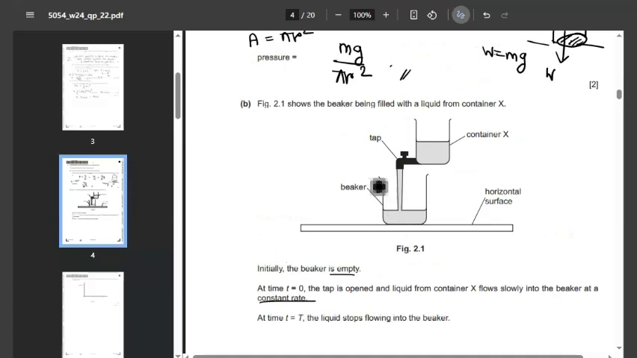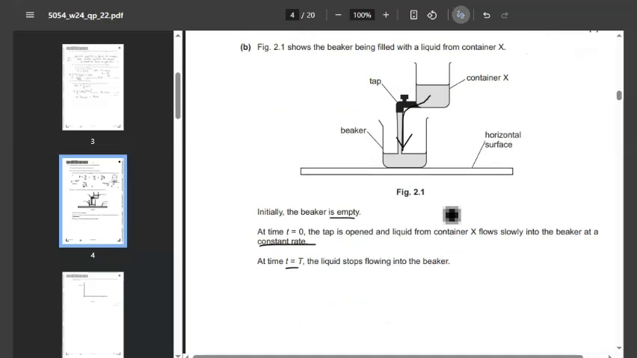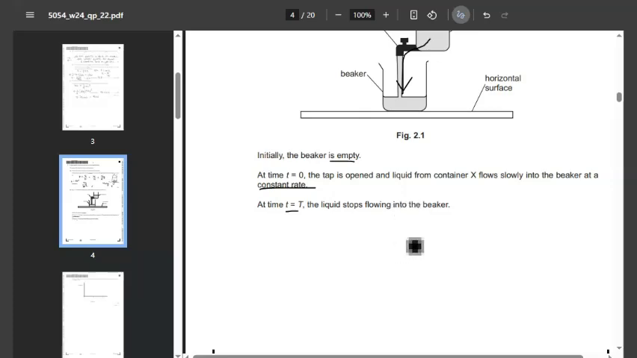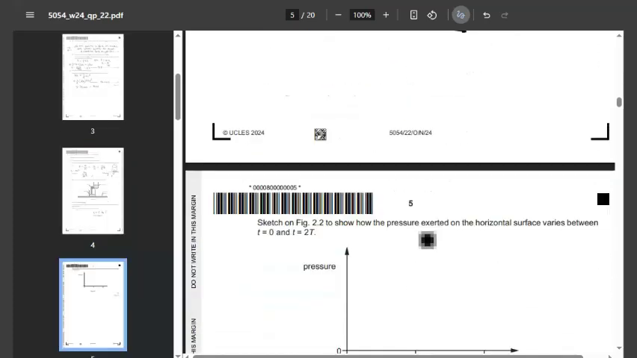So basically this beaker was empty and then from time t is equal to 0, the tap was opened and the liquid from container X flowed into the empty beaker and filled it up. And at time t is equal to capital T, the liquid was stopped from flowing into the beaker. So the liquid was flowing from t is equal to 0 to t is equal to capital T. Okay. Let's see the question.